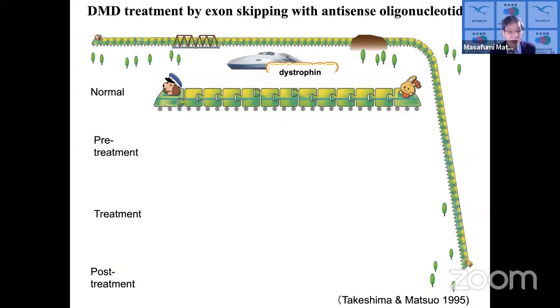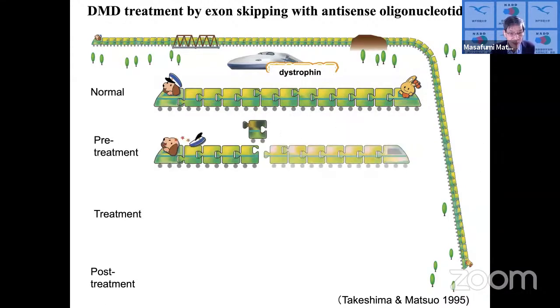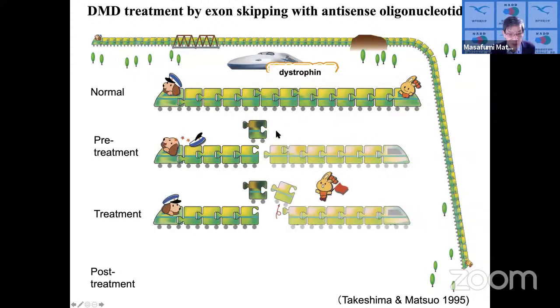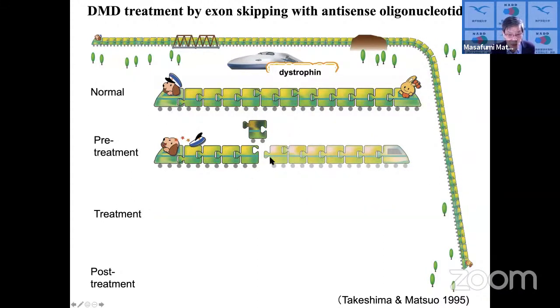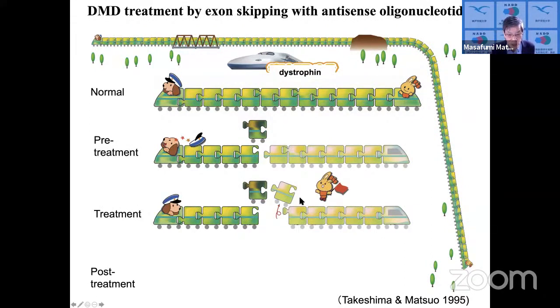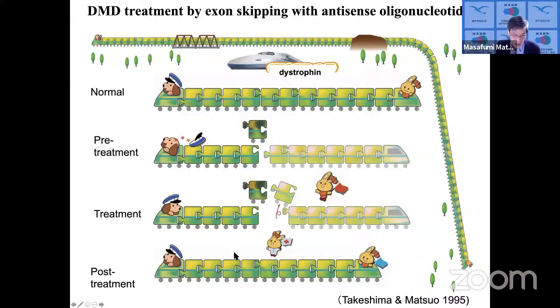This cartoon explains how exon skipping works for the treatment of DMD. The dystrophin gene encodes 79 exons. In short, the structure of the gene is described here like a train. Before treatment, an exon is deleted, and in this case the coupler cannot work to join the trains. By ASO-based exon skipping, we remove one train, one exon. Then the coupler becomes smooth, and the train restarts to run. That makes the production of dystrophin. This is the principle of exon skipping therapy.